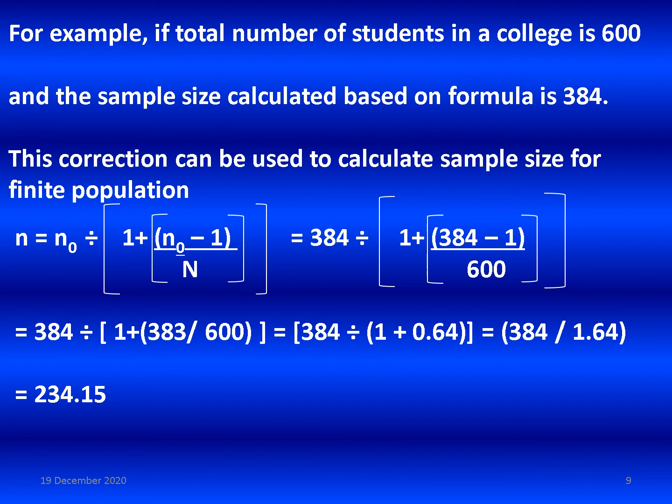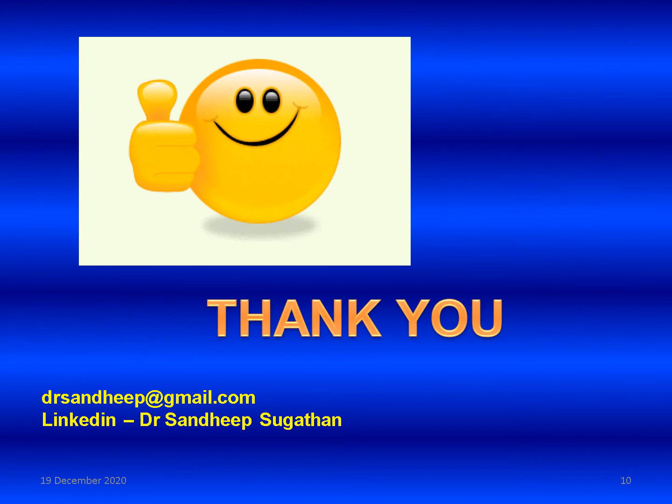So 384 divided by 1 plus 383 divided by 600. So we get 384 divided by 1.64. So the corrected sample size will be 234.15. So you can round it as 234. So the calculated sample size was 384, but when you corrected it, it became 234. Thank you.